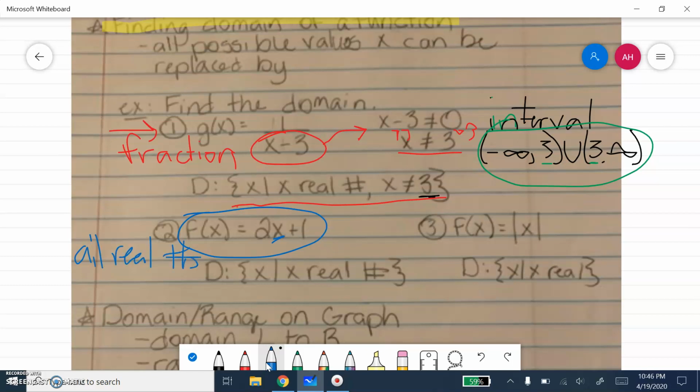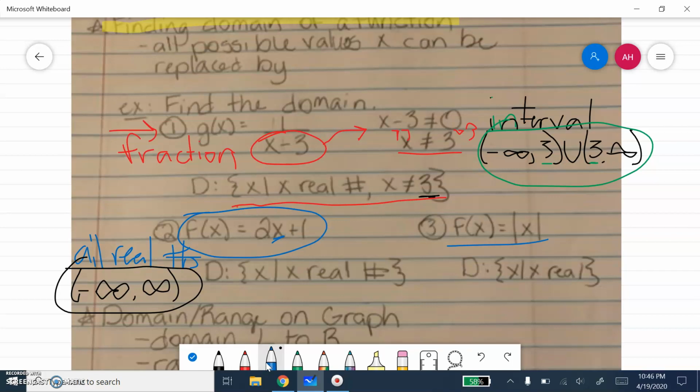But again, MyMathLab is going to want interval notation. So to do interval notation for this, if you want to include every number, you just do parentheses, negative infinity, comma, sorry, these are really hard to draw in here, positive infinity. What that means is it covers everything, okay? And then the same thing with number 3. If we look at number 3 here, we have an absolute value function.